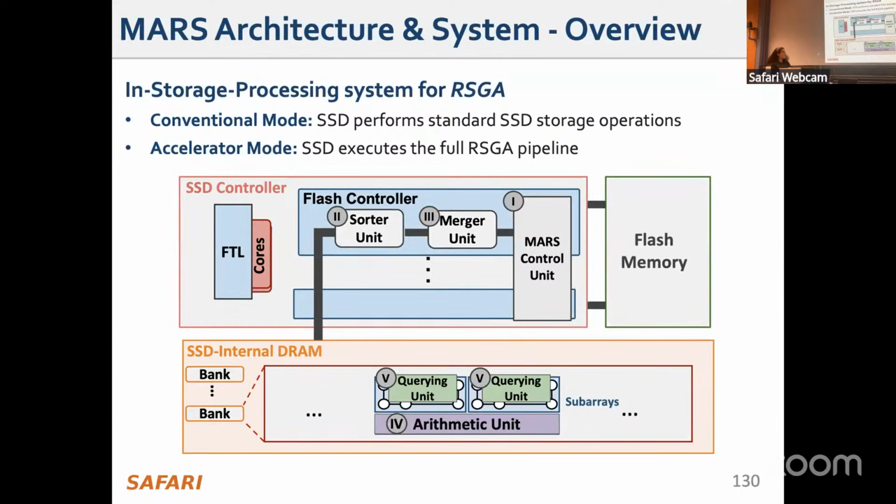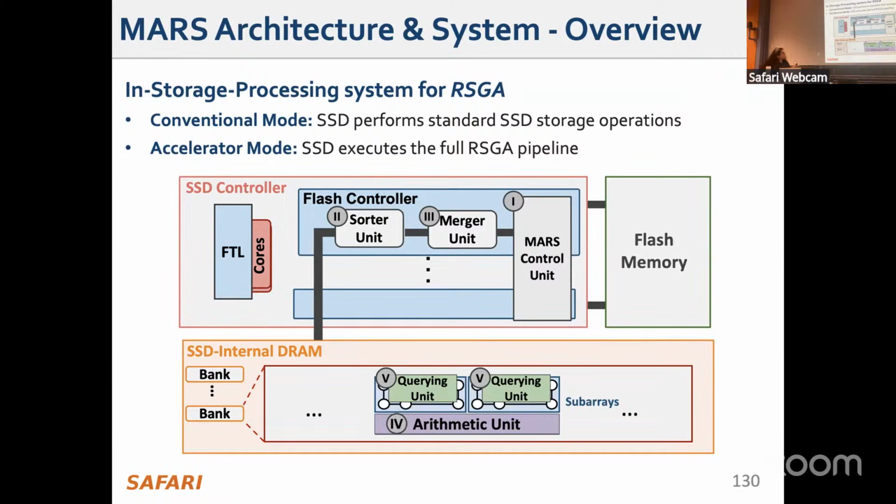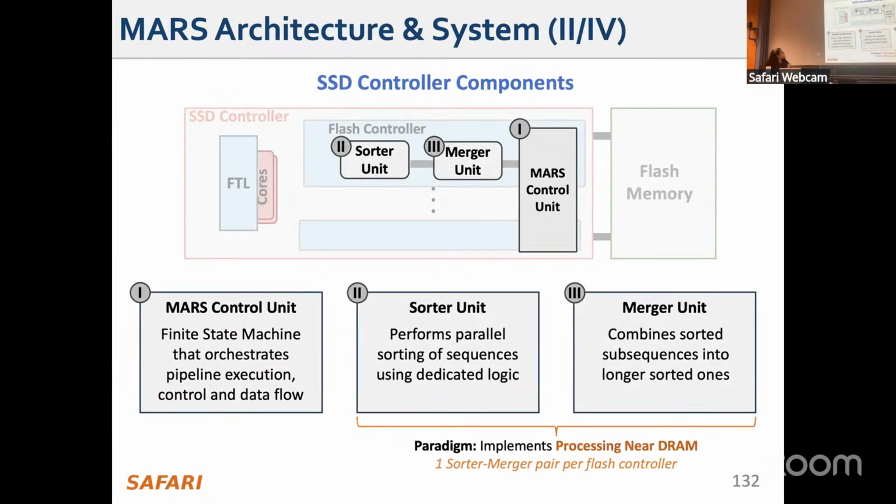So let's take a look at this. We have the SSD controller and then the flash memory and the SSD's internal DRAM. And we have here the flash controller and the units that we will talk about more. So let me go through these things one by one. The Mars control unit is just like a simple finite state machine that orchestrates pipeline execution and control and data flow. And then we have the sorter and merger unit. The sorter performs parallel sorting of sequences, and the merger combines the sorted subsequences into larger sorted ones.